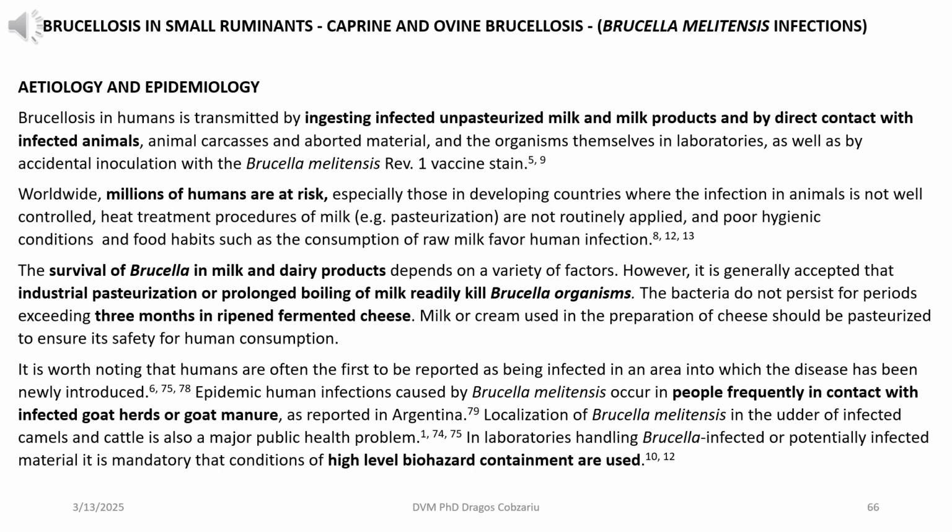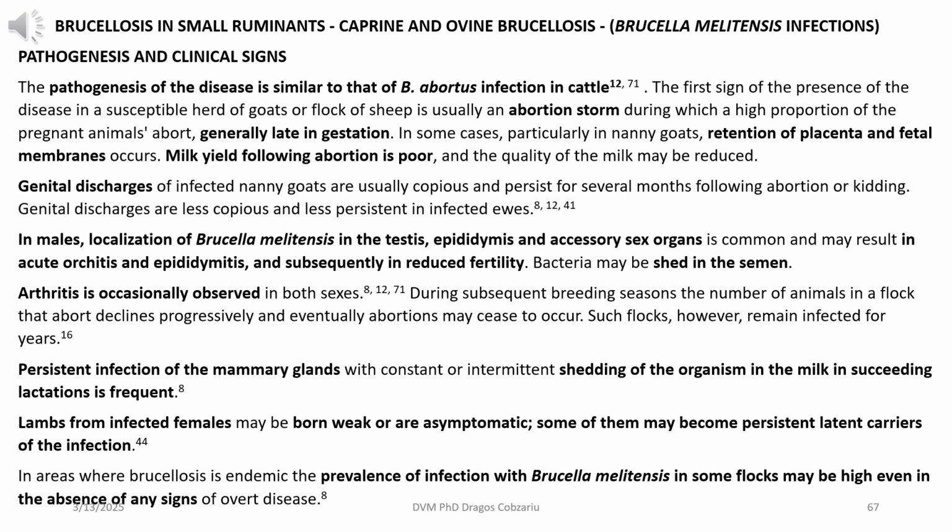It is worth noting that humans are often the first to be reported as being infected in an area into which the disease has been newly introduced. Epidemic human infections caused by Brucella melitensis occur in people frequently in contact with infected goat herds or goat manure, as reported in Argentina. Localization of Brucella melitensis in the udder of infected camels and cattle is also a major public health problem. In laboratories handling Brucella infected or potentially infected material, it is mandatory that conditions of high-level biohazard containment are used. Pathogenesis and clinical signs.